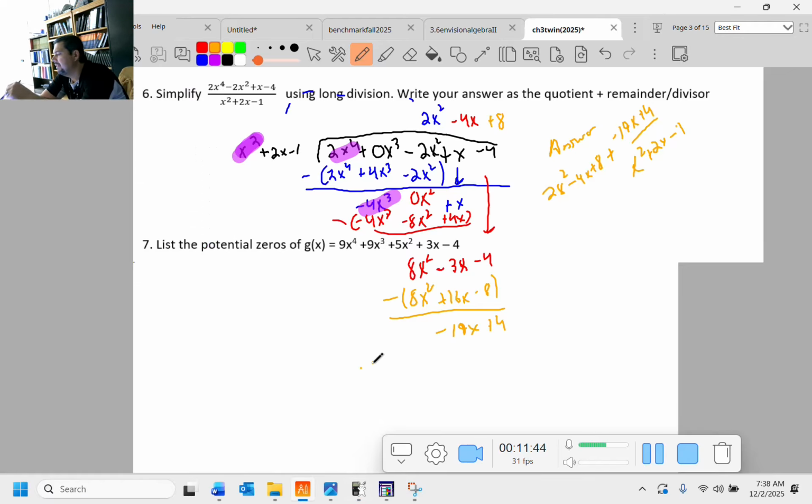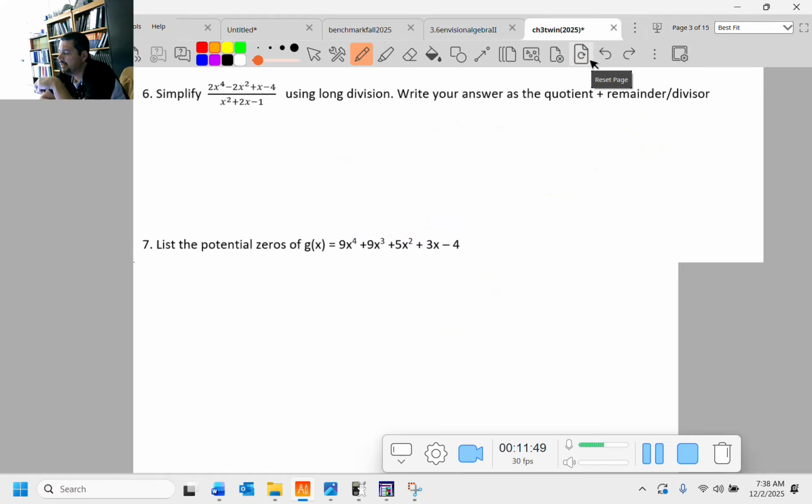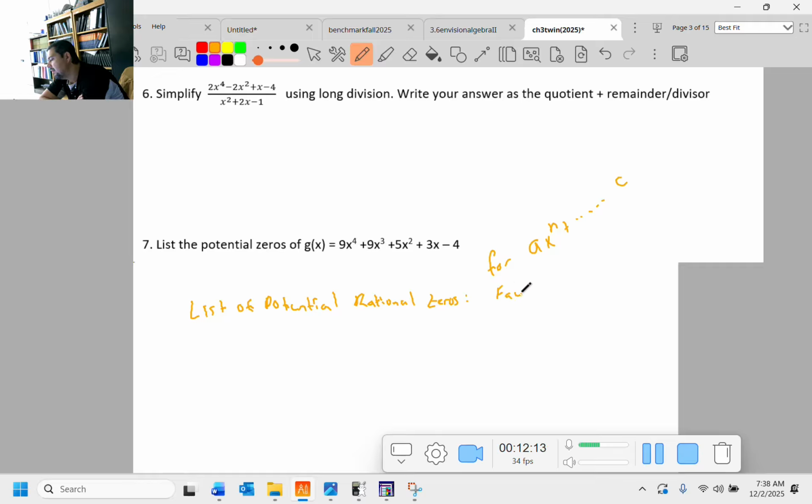All right, I got 5 minutes left, so I got time to do at least one more. List of potential rational zeros of g of x. So for some ax to the n, whoops, I wrote that wrong. Ax to the n plus a constant, your list of potential rational zeros is simple. It's factors of the constant over factors of a.